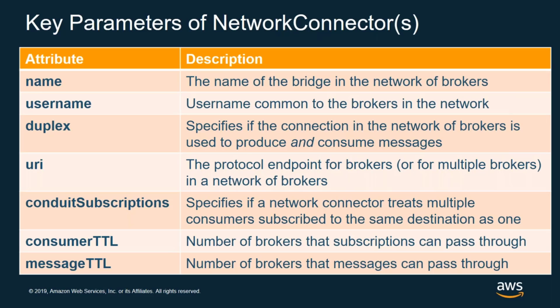There are two TTL, or time to live, configurations. The first one is consumer time to live. This defines basically the number of brokers that a subscription can pass through. So this should be set to 1 in the case of a mesh network, so that your subscriptions don't pass iteratively through the network. The other one is the message TTL. This is the number of brokers a message can pass through, and this number must be larger than the maximum number of hops in the network in order to ensure that messages go through your network.